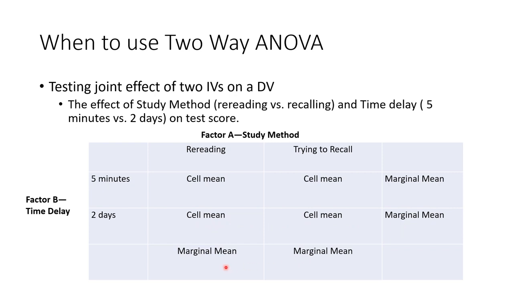This marginal mean would be the average of everybody who studied by rereading. And this marginal mean would be the average of everybody who studied by trying to recall. And of course, the dependent variable is their test score, and that's what we're averaging in each of these cells. So if somebody got 15 out of 15, their score would be 15, of course. If somebody got 13, then their score would be 13. We're just averaging these to get these cell means and marginal means.